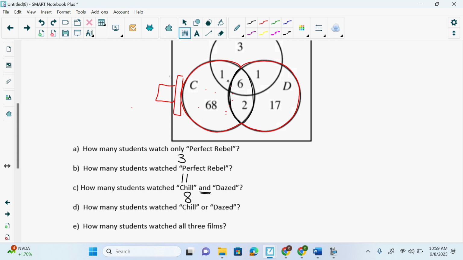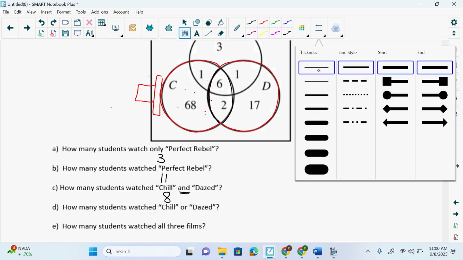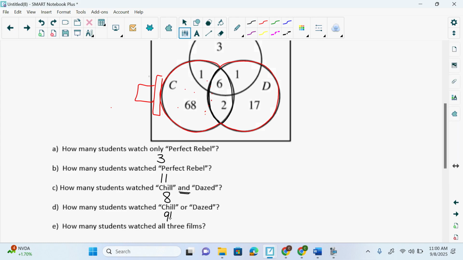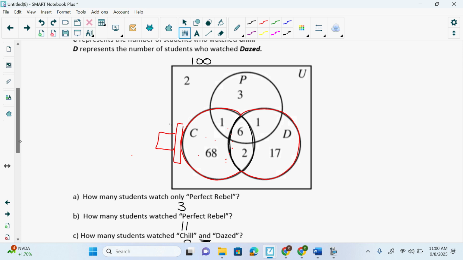So I get 68 plus 2 is 70, 80, 87, 88, 89, 95. I could add it that way. 95. Or you could say, hey, the whole thing needs to add to 100, and 5 doesn't get counted in there, right? This 3 and this 2, so that's 95. You could do that as well.